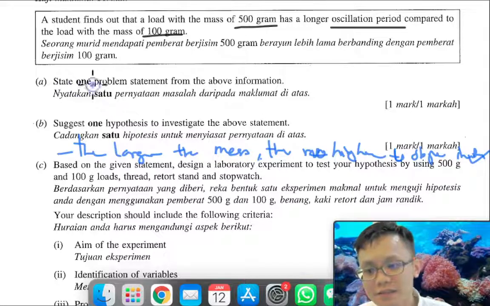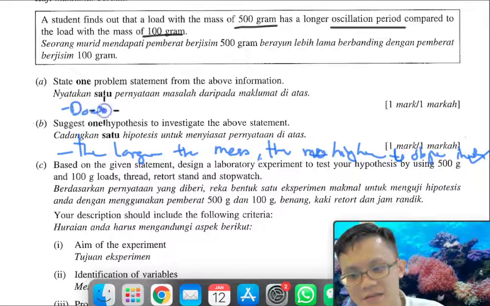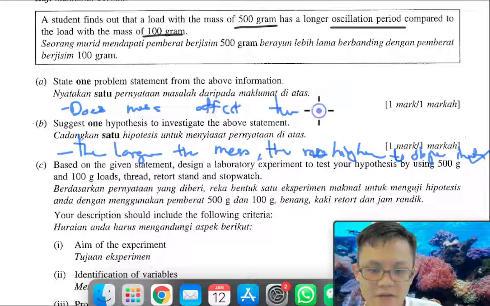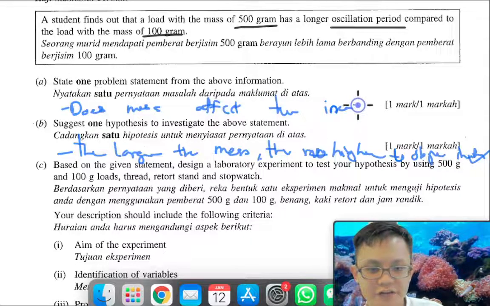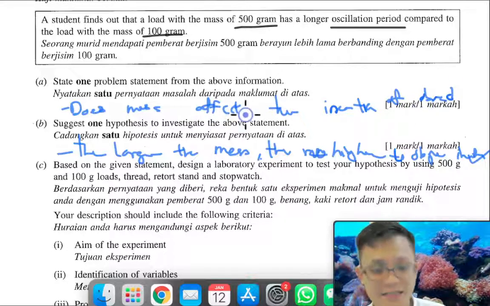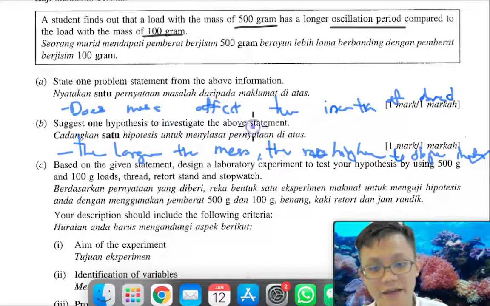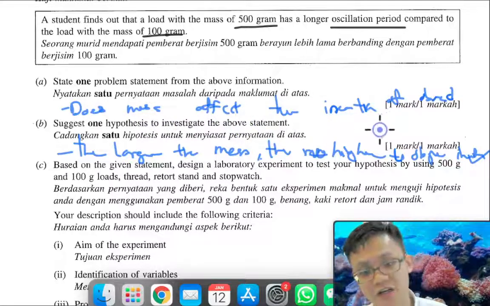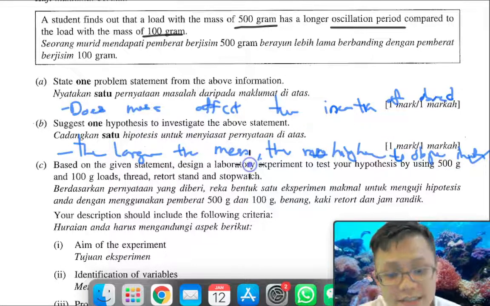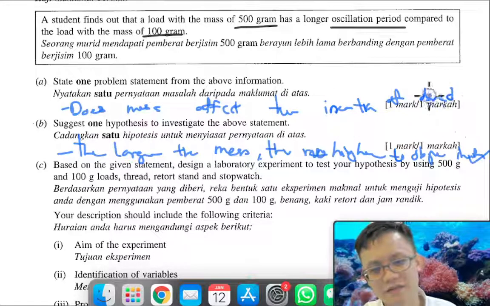State one problem statement of the above information. Okay, does mass affect oscillation period or inertia? Yeah, inertia. Very good. Okay, the inertia of object. Does the mass affect the oscillation? Possibly it is correct, but the marking scheme says: does the mass affect the inertia of object, which is more comprehensive. Does the mass affect the oscillation? It can be, but this will be more accurate.